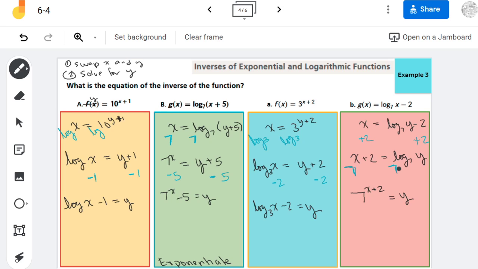So there we have it, guys. That is how to find some inverses of exponential and logarithmic functions.